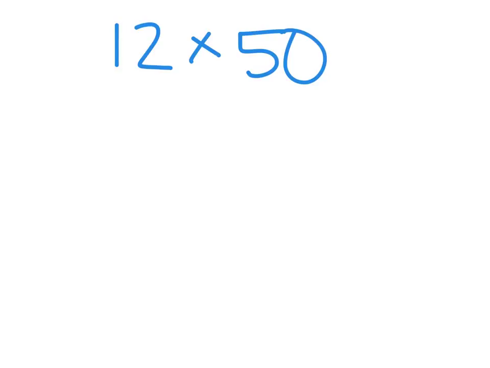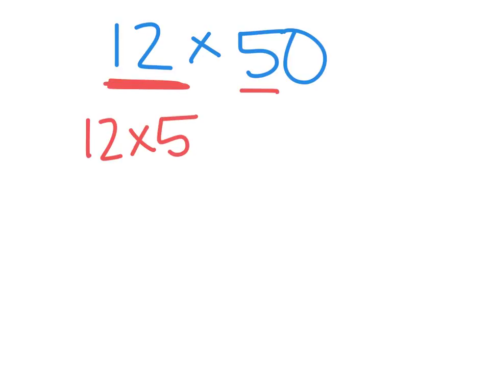Let's look at this example as well. First, multiply 12 times 5, the non-zero digits. So even though I have 2 digits here, that's fine. I can still multiply that by 5, which is 60. Now, don't forget that since 60 has 1 zero in it, you still have to add this zero.